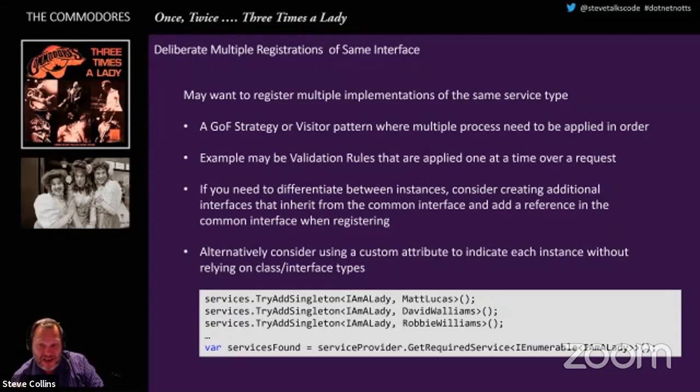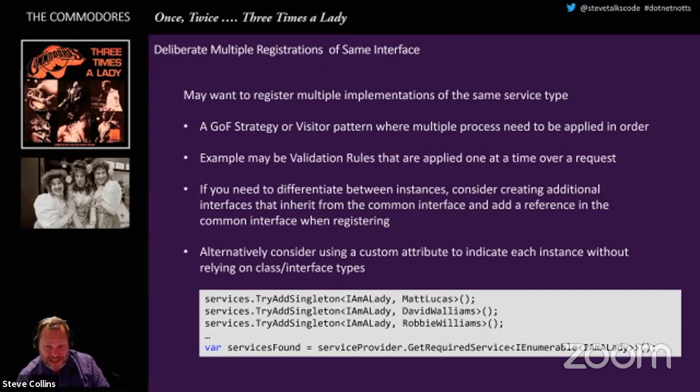An example of that might be validation rules. So you might have 15 validation rules that rather than sticking them all into a class and hard coding, you can implement them all as an I validation rule, register them all as I validation rule. Then your consumer that wants to run the validation rules can say, I want an enumerable of I validation rules, and then can just apply those validation rules to a particular object.